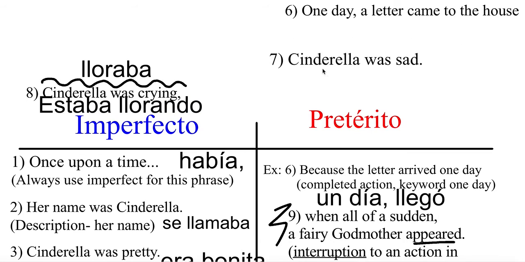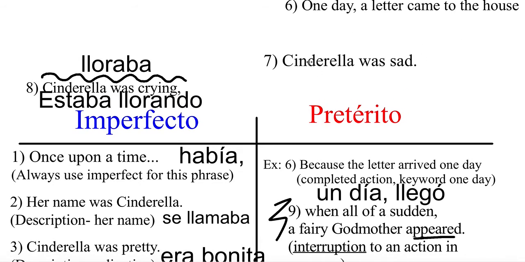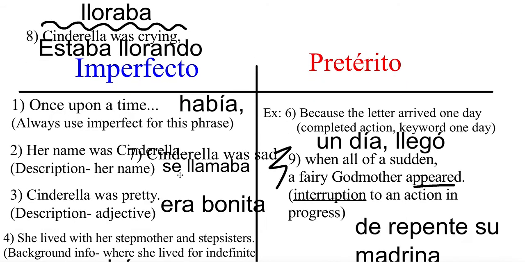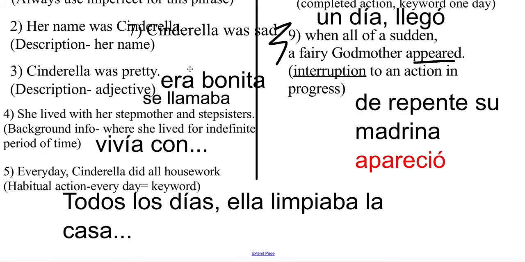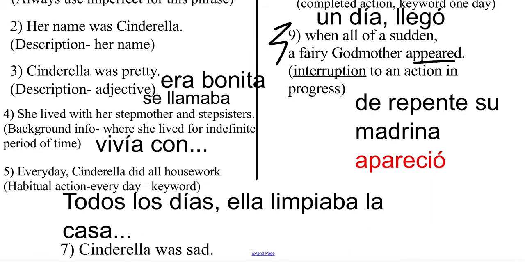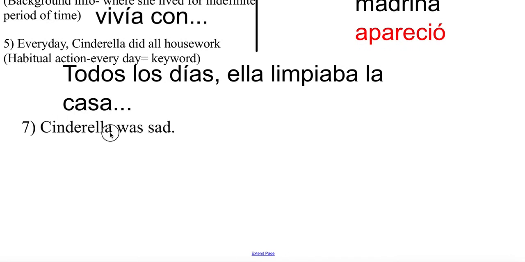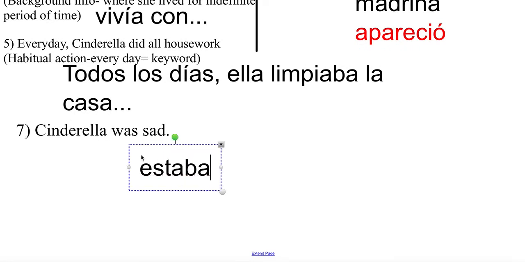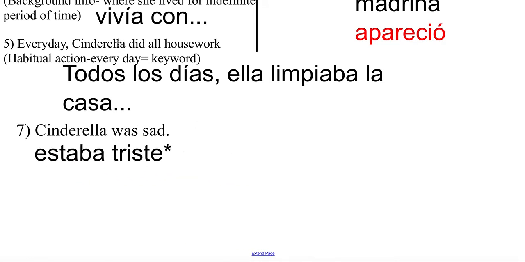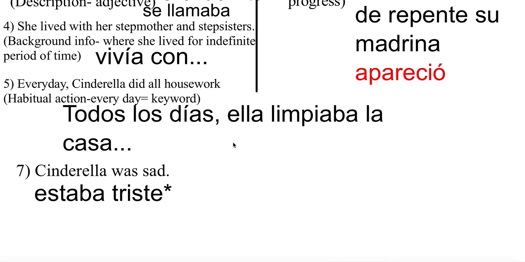The last one is Cinderella was sad. If you look at reasons from last year, being sad is an emotion. So you're going to have that in the imperfect part of your chart. So Cinderella was sad. You could say estaba triste. More often than not, emotions are used with the imperfect tense. Okay, so this is the first part.